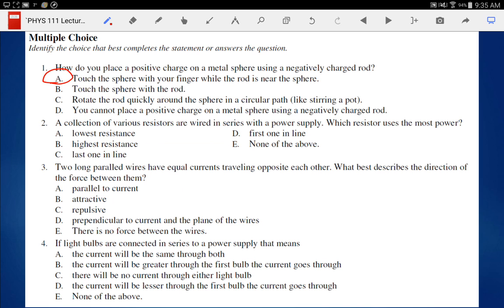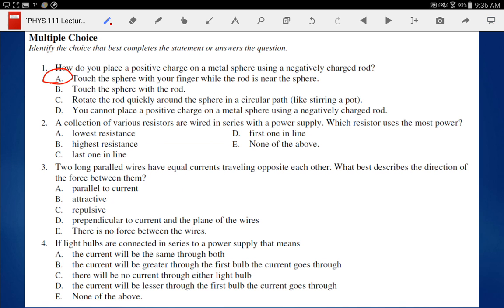Number 2, a collection of various resistors are wired in series with a power supply. Which resistor uses the most power? The lowest resistance, she says. What do they have the same if they're in series? The current. And because they have the same current, we want to look at how power relates to resistance and current.